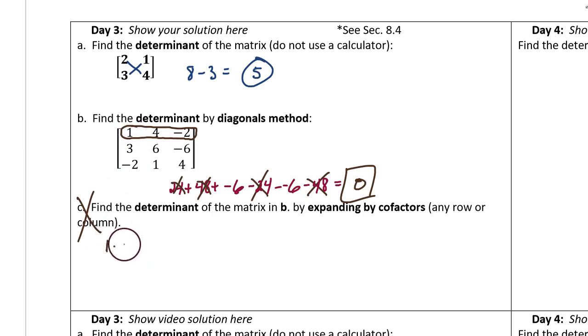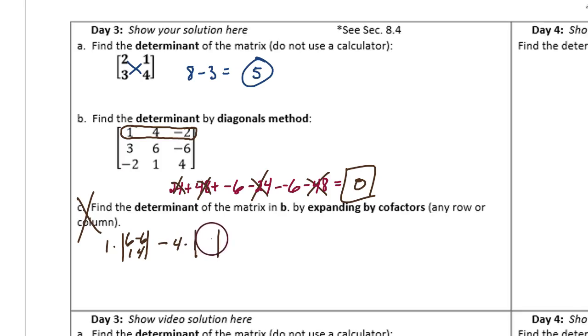Now the next thing we're going to do is multiply that by the determinant of a 2 by 2 matrix using the entries that are not in the same row or the same column with that 1. That would be using the 6, the negative 6, the 1, and the 4. Now we're going to subtract and come over here and use this 4. And we'll multiply it by a determinant. And the determinant will contain the 4 numbers that are not in the same row with the 4 or the same column with that 4. So it's going to use the 3, the negative 6, the negative 2, and the 4.